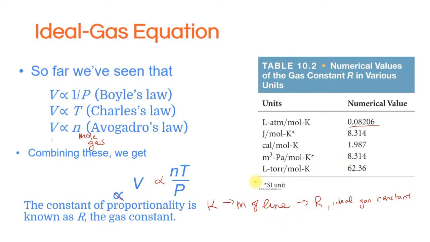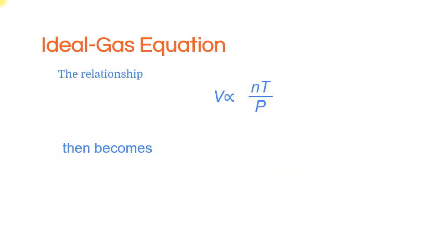Actually, if you Wikipedia this, if you put in ideal gas constant value, you'll get like 50 or 60 different versions of it. The one we use is the one that has liters and atmospheres. One thing to notice is they all have Kelvin. So that tells us something important about the temperature.